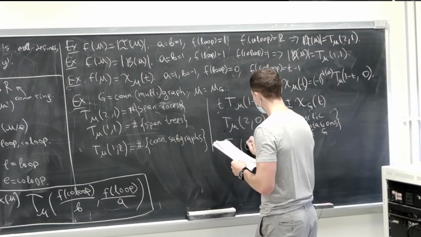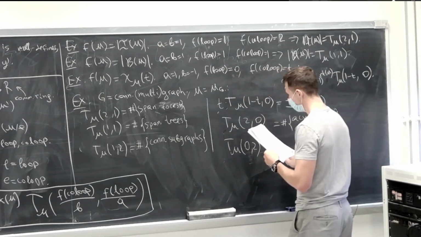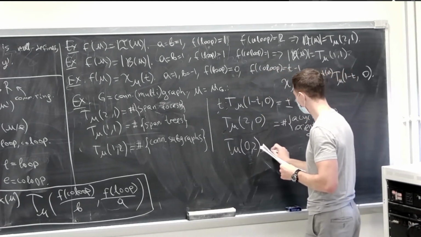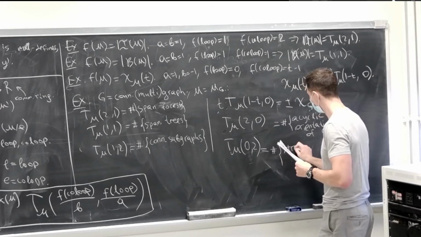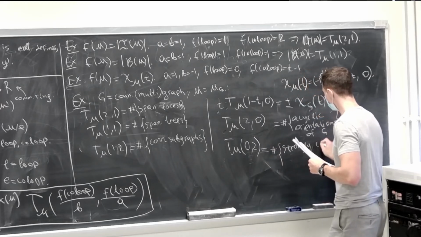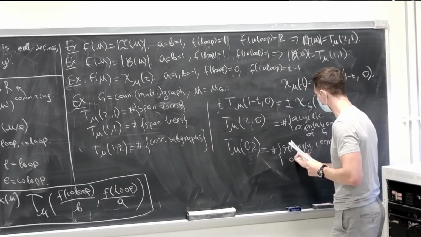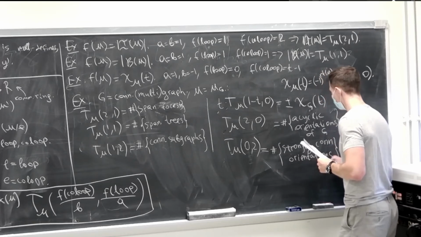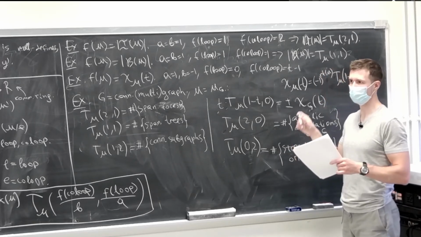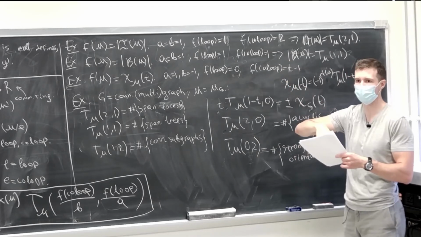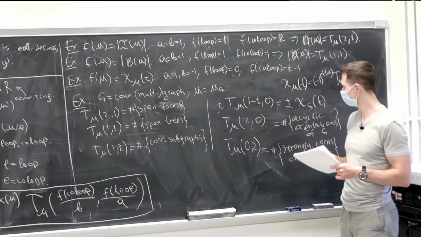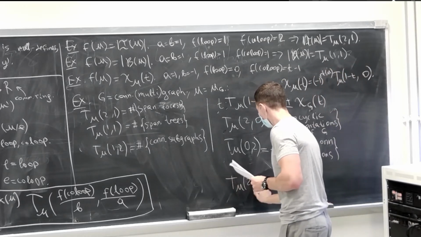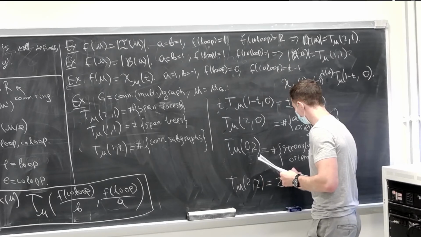Okay, what if you plug in (0, 2)? You also get a number of orientations, but different ones. It is the number of strongly connected orientations, where strongly connected means that for any two vertices, you can go from one to the other by following the arrows. And finally, T_M of (2, 2) is just 2 to the number of edges.